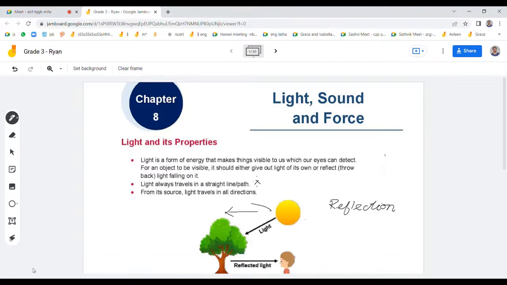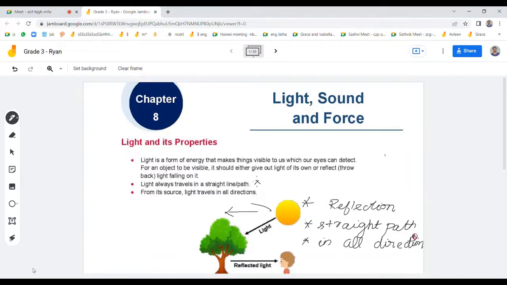First one is reflection. Second one is straight path. Third one is in all directions. You remember these words. First one is reflection. Second one is straight path. And third one is in all directions. So how will you explain this reflection?